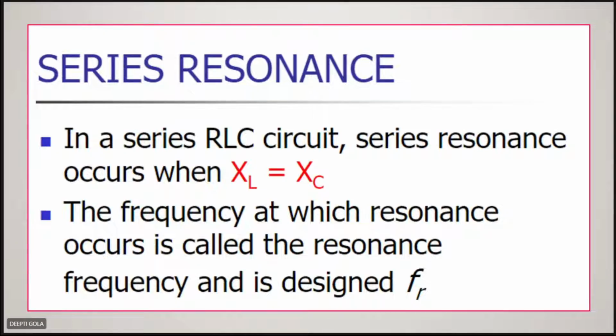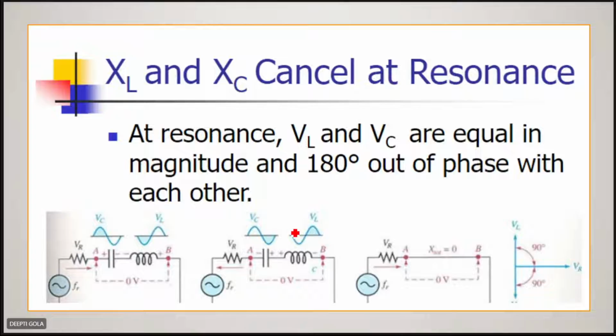So in series resonance, what happens? I have just shown you that XL becomes equal to XC, right? Both the reactances are equal at that particular frequency. So at that frequency, since these are both out of phase and their magnitudes are equal, they will cancel out each other. Just like this. At resonance, VL and VC, the voltage across the inductor and the voltage across the capacitor, have equal magnitudes and are also 180 degrees out of phase with each other.